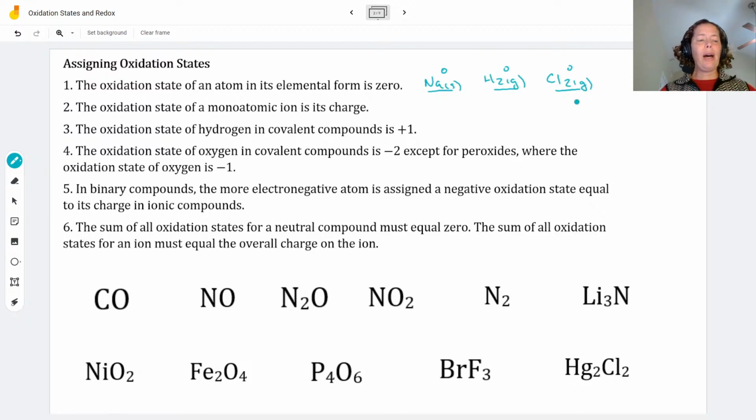Number 2 here is the oxidation state of a monoatomic ion is its charge. I think this is where people get confused and assume that charge is always the oxidation state, but it's the oxidation state for our monoatomic ions. So when we have, say, not sodium as a solid, but sodium aqueous as an ion with a +1 charge, that charge is its oxidation state. But again, when we dive into polyatomic ions, we're going to see something very different.